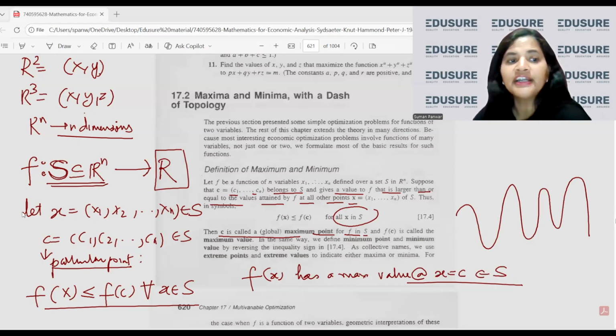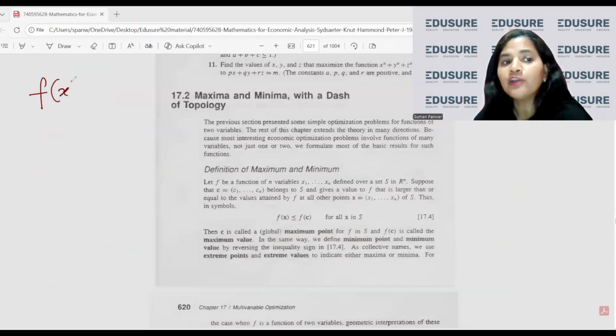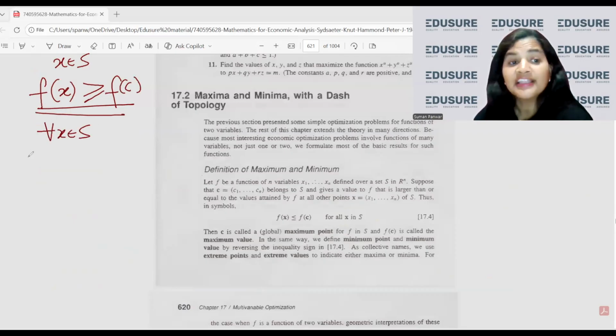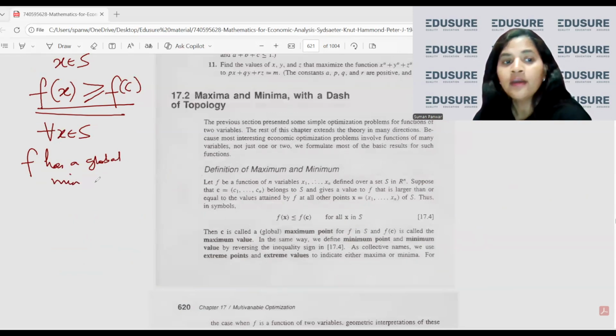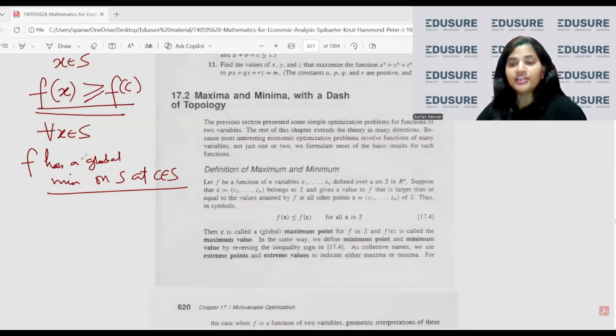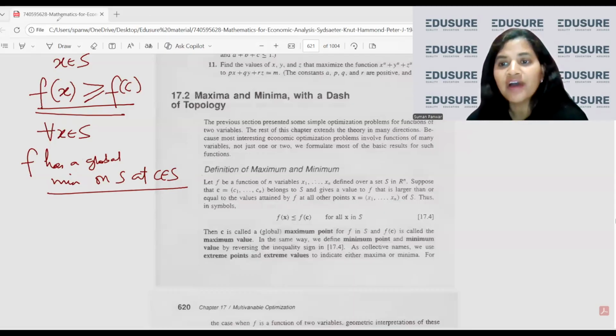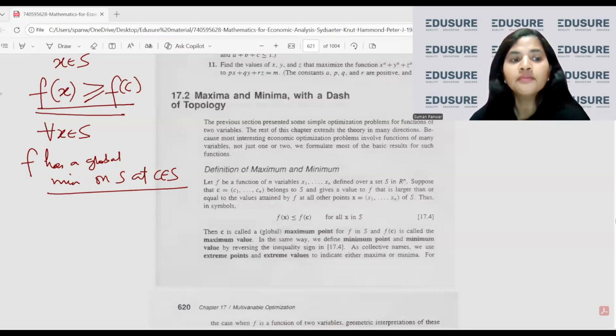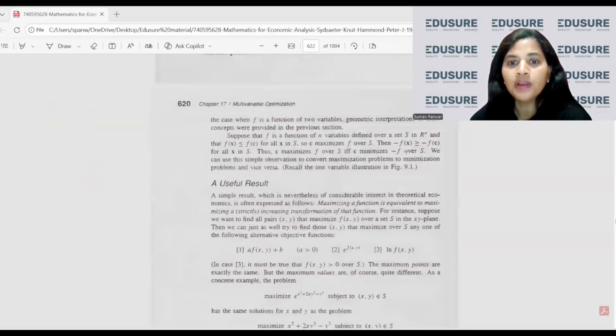Similarly, we can define the minimum. If the functional value at any point x in S is greater than or equal to the functional value at c, and this is happening for all x in S, then f has a global minimum on S at c belonging to S. So this is the definition of global maxima and global minima. These are also known as extreme values. Extreme values means maximum or minimum values. All right, so that is the definition of global maxima and global minima.